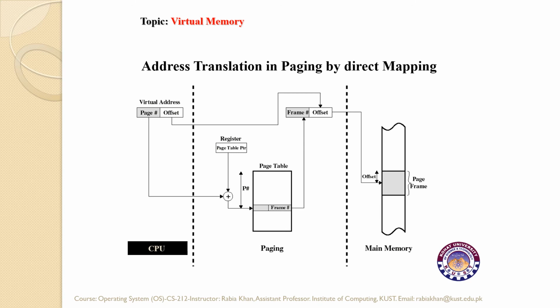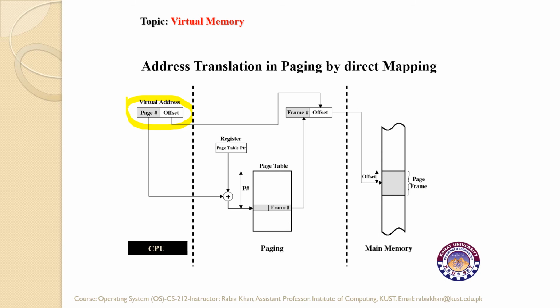As already mentioned, this translation process was covered in the previous chapter. So here again the same procedure is represented in front of you. In direct mapping, direct translation from logical to physical address is done using page table. CPU generates a logical address. This is the logical address consisting of page number and offset.